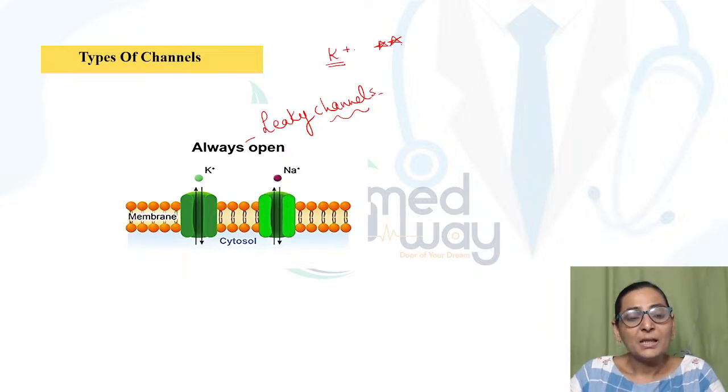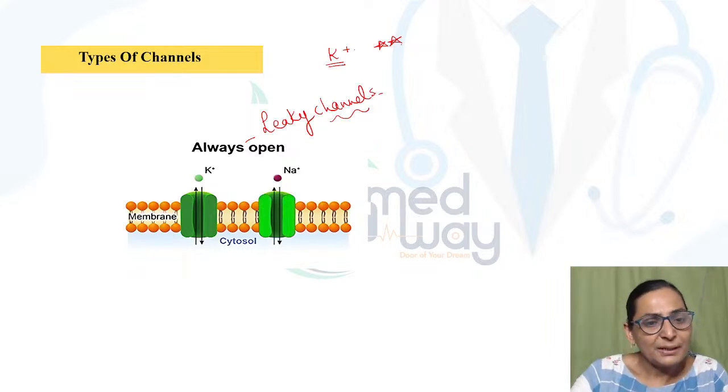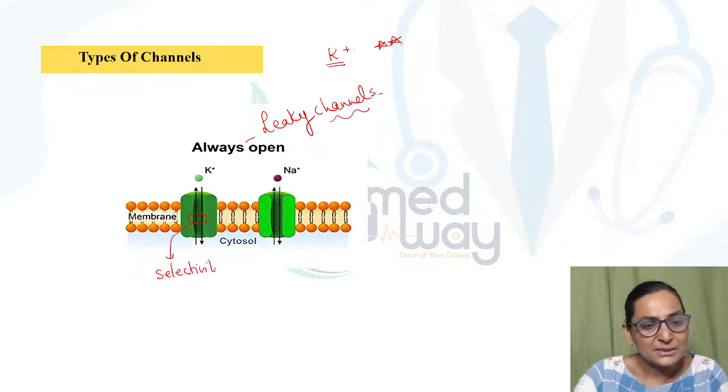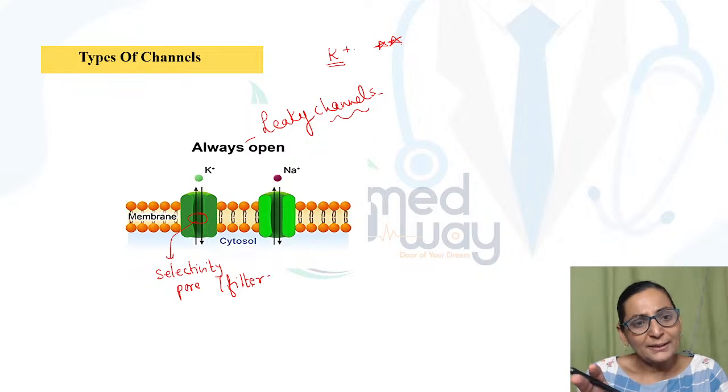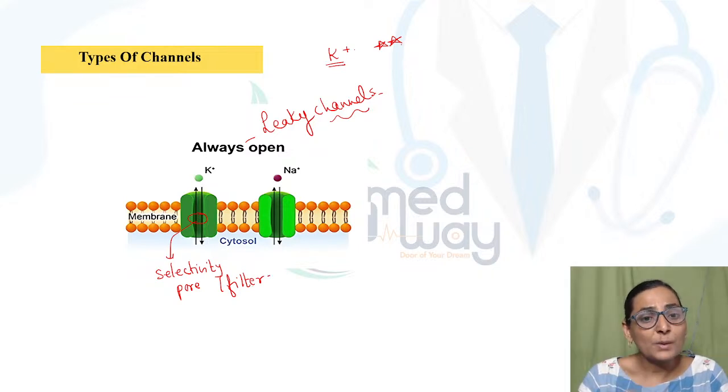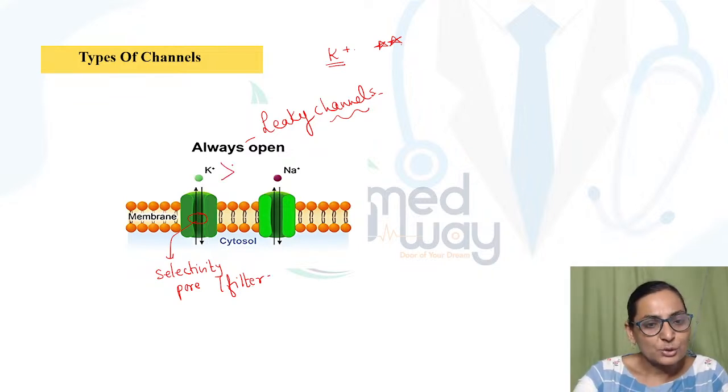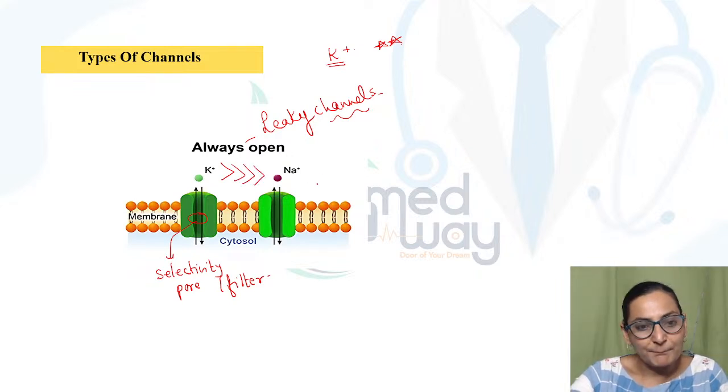Okay Akshay? So leaky channels. Remember, leaky channels जो भी होते हैं हमारे, यहाँ पर एक selectivity pore होता है और एक filter होता है, right? There is a selectivity pore, a selective pore, और यहाँ पर एक होता है filter. Now why are these channels more permeable to potassium? So potassium permeability is much more as compared to sodium.